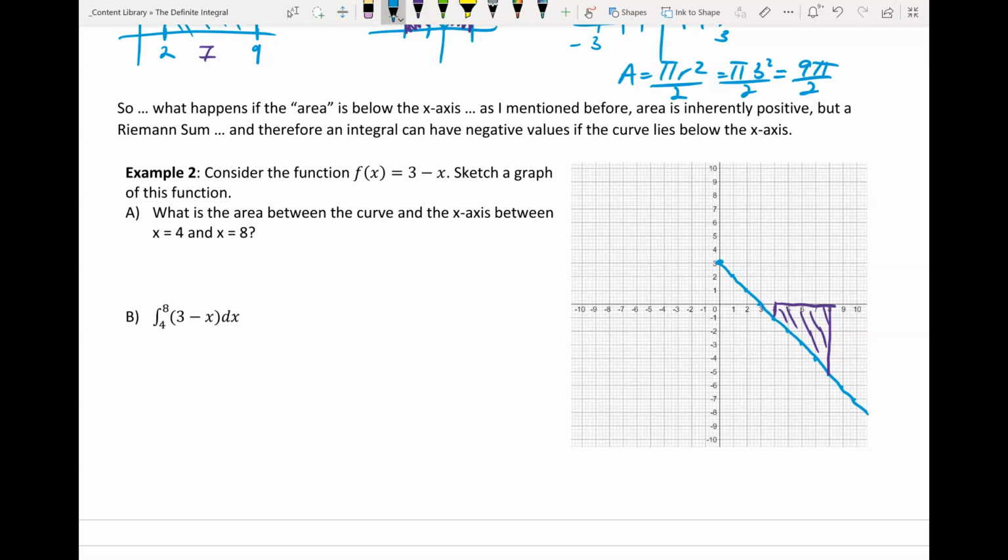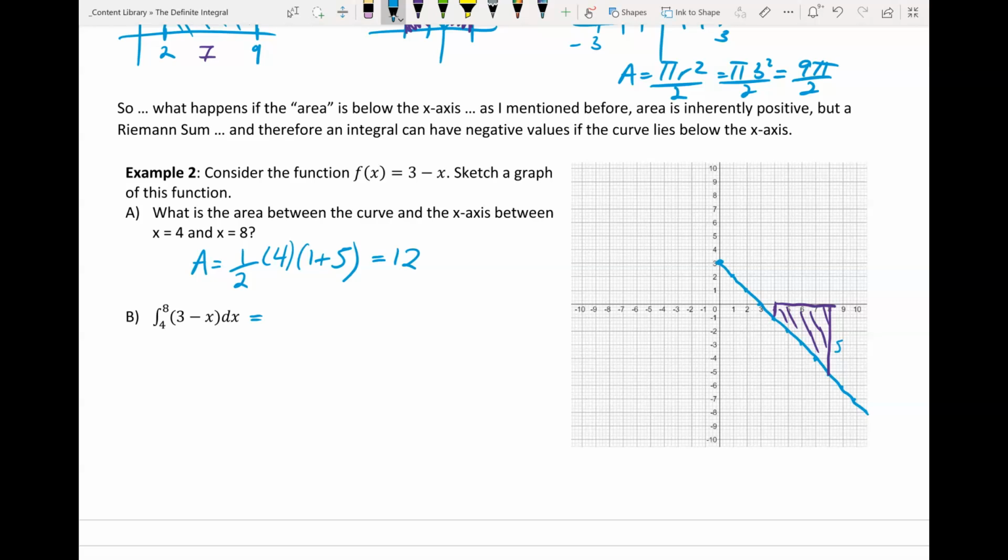So we have a trapezoid here. So 1/2 times base, height 1 plus height 2. So your base is from 4 to 8, which is 4. And then height 1 can be the left-hand side here, which is 1. Then the height over here, which is 5. So your area is 12.